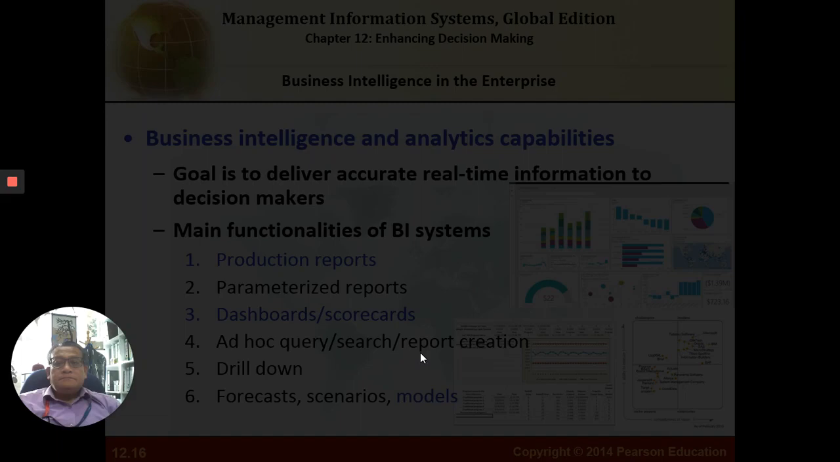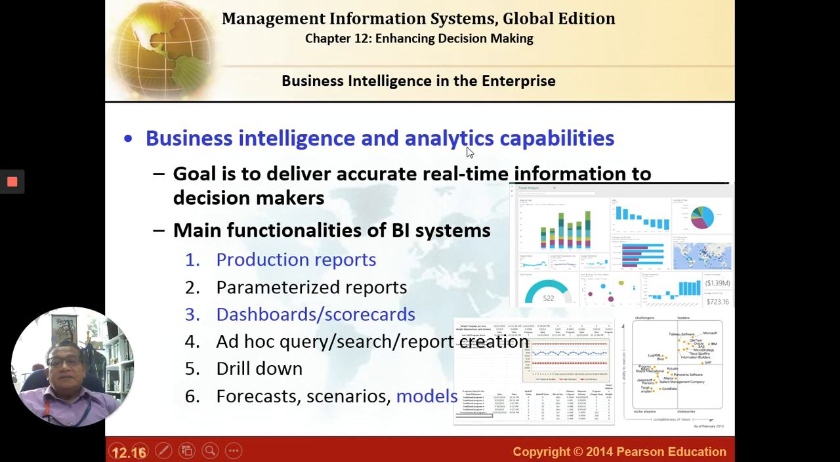So basically, business intelligence and business analytics have a few capabilities, right? Normally it is to deliver accurate real-time information or results to decision makers in the form of, for example, this dashboard. The dashboard is normally a flat screen, and it is programmed to show graphical output in the form of a graph, or a pie chart, for example, sales by region, or a radar meter showing perhaps the performance of sales, or a line graph. So this is what they call a dashboard.